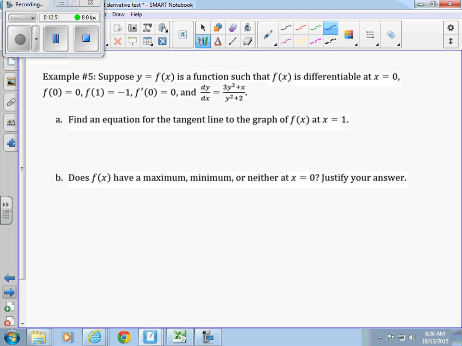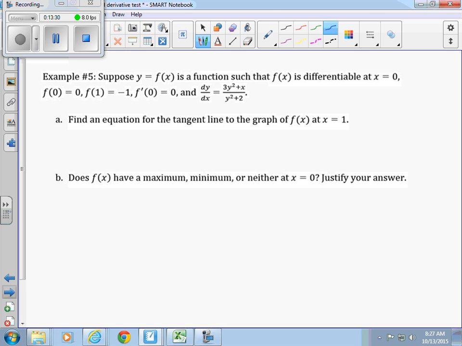So this is part of an AP problem that I've pulled here. It's a good problem for you to see where the second derivative test comes into play in AP. Suppose y equals f(x) is a function such that f is differentiable at x equals 0. f of 0 is 0, f of 1 is negative 1, f prime of 0 is 0, and dy/dx is (3y squared plus x) divided by (y squared plus 2). So you can tell this looks like an answer to an implicit differentiation problem.